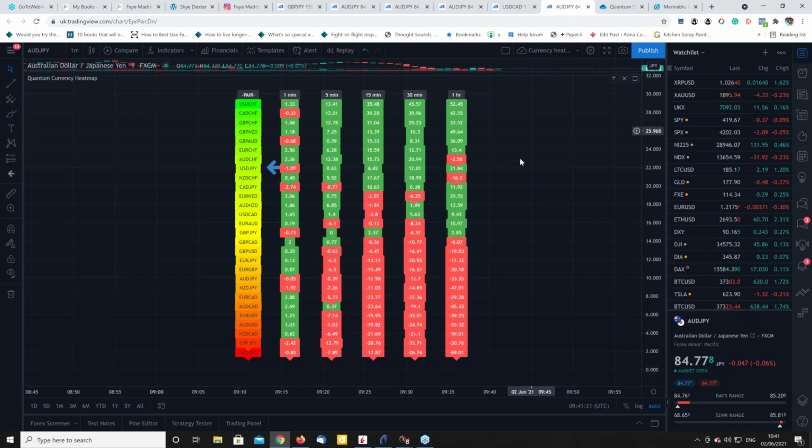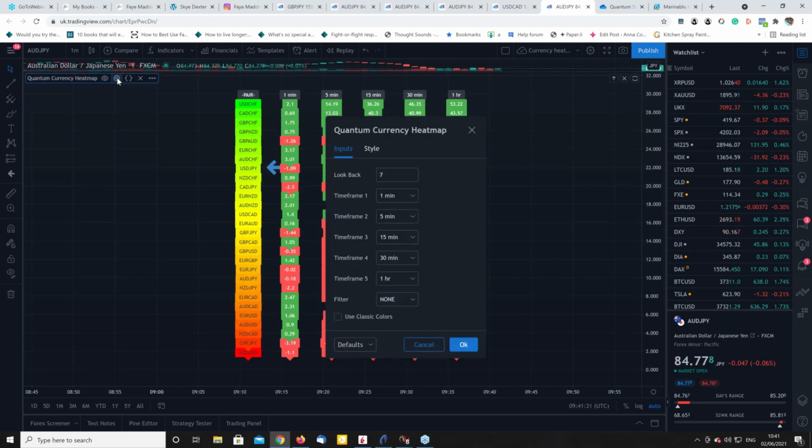This is the currency heat map, and the big difference with the currency heat map on TradingView as opposed to all the other platforms is that you can actually change the time frames here. It's very simple to do. You just go into the settings up here and you just select whatever time frames you want. And obviously you can have more than one heat map running, so you can have multiple heat maps if you wish.